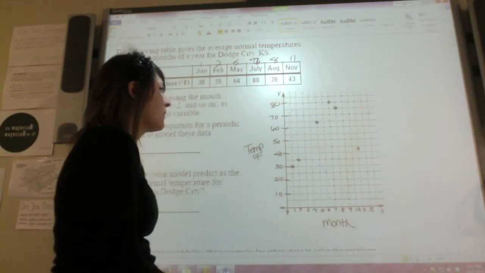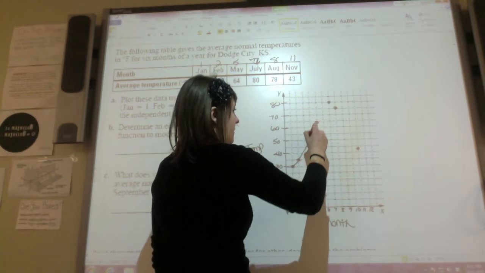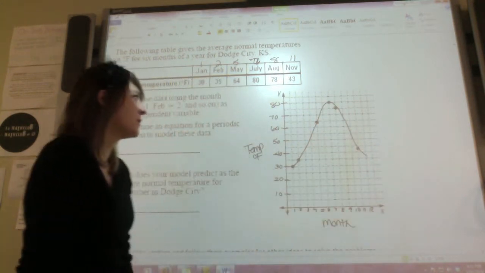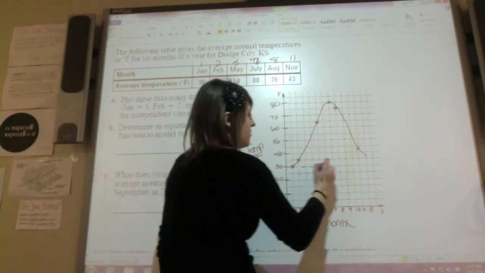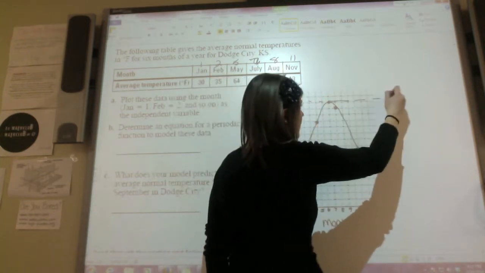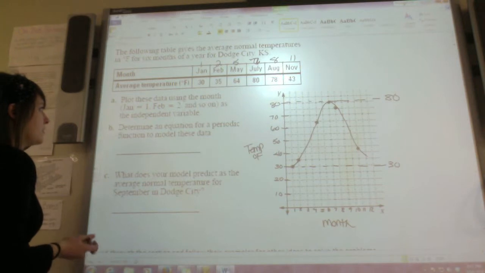Okay, so this is my graph, and now what I'm going to do is just draw in my curve so I can get a better idea of what this graph is going to look like. Looking at this graph, I can see that my minimum point here is at 30, my maximum point here is at 80, so I can use that information to start thinking about how I can model this problem.